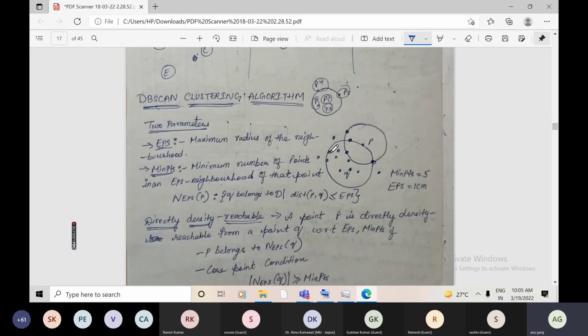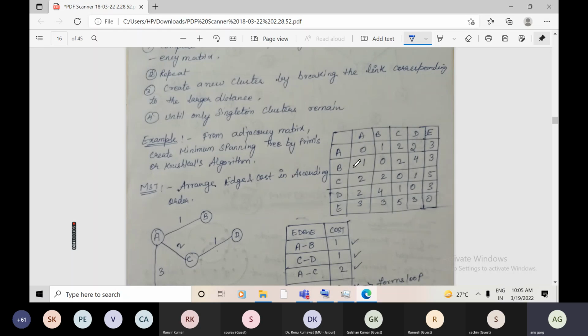Okay, I have one problem for this one. So we will see. Again, you have a distance matrix, or you call it an adjacency matrix. Now you need to draw your minimum spanning tree from this particular matrix.